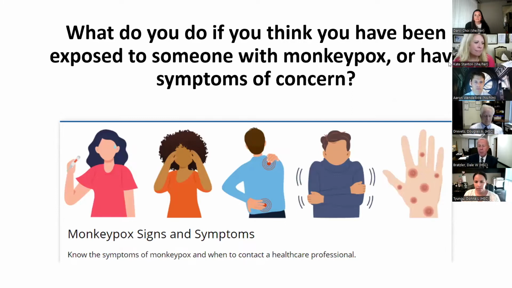So let me just make this all a bit more confusing. So what are you going to do if you think you've potentially been exposed to someone with monkeypox or have some symptoms of concern? And let's just talk about what are those symptoms that often happen in people who get infected with this particular virus. So next slide.